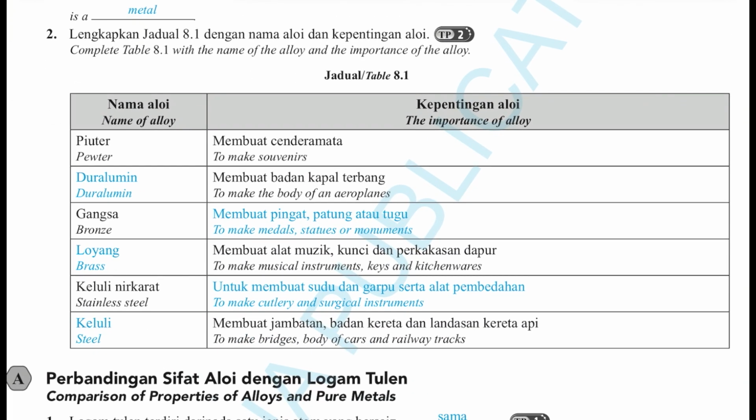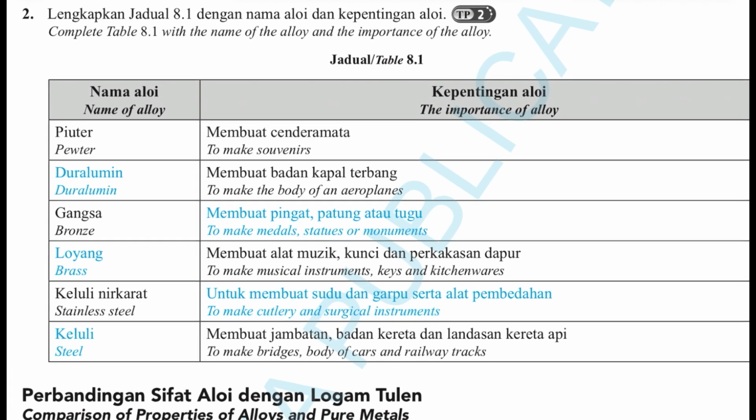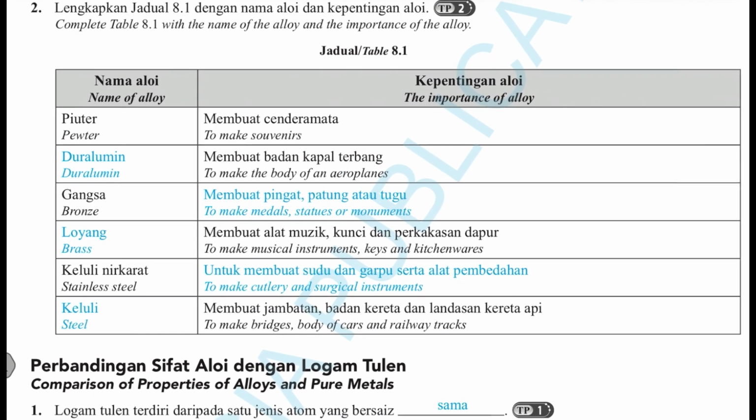Okay, baik. Complete table 8.1 with the name of alloy and importance of alloy. Okay, I give you example of alloy and its importance. Okay, pewter is an alloy. Dah dengar pewter? Pewter is used to make souvenirs. Duralumin, to make the body of an aeroplane.